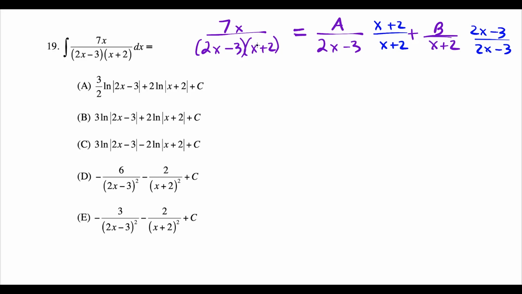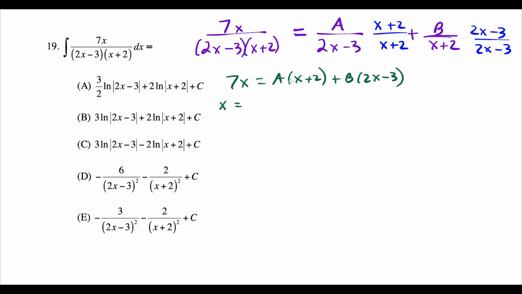So in a sense, the denominators just all wipe out. And what you would be left with is 7x equals a times x plus 2 plus b times 2x minus 3. Now from here we want to solve for a and b. There's a few ways we could do this. You could do a system, or you could plug in test values for x.